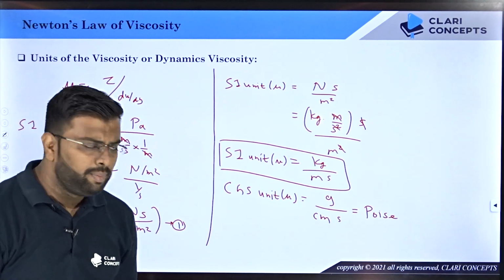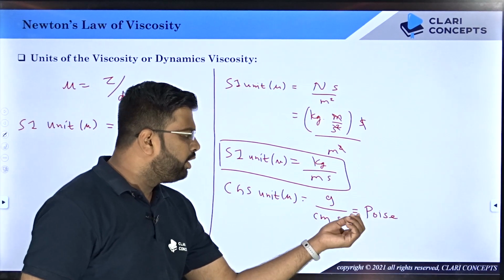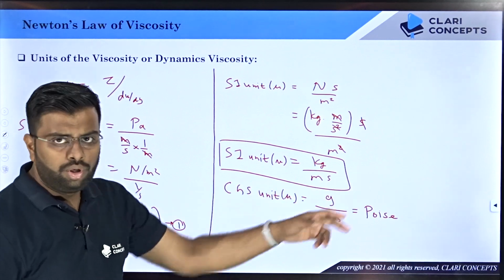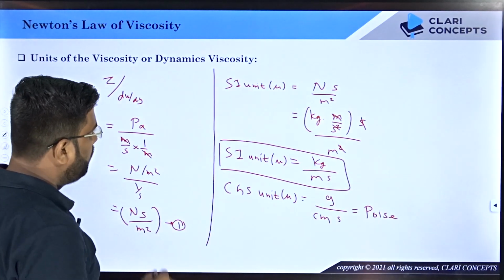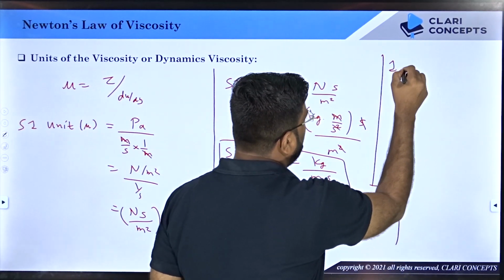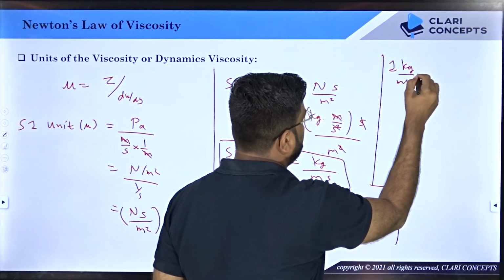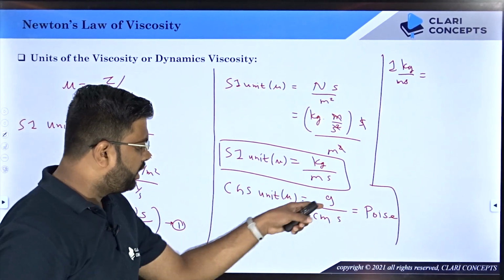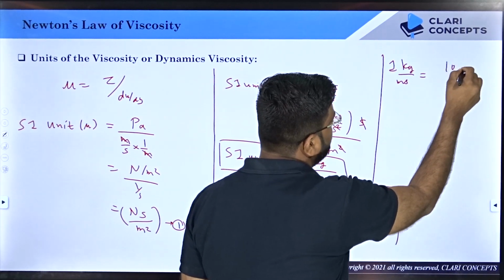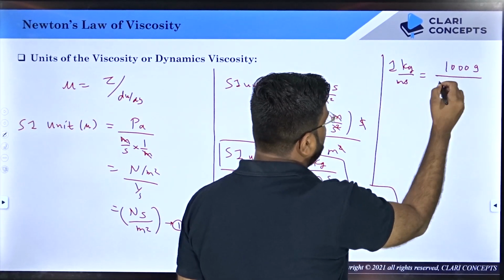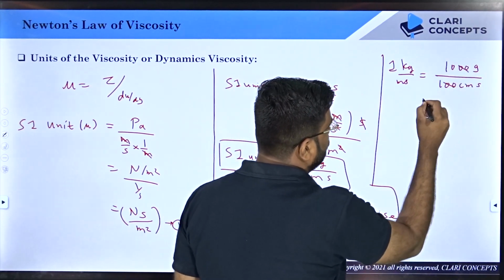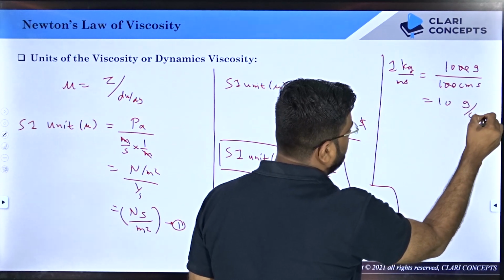Now, many times in numericals, it may happen that you have been given the value in poise, and when you use Newton's law of viscosity, you need to put the value in SI unit. So you need to have the conversion between these two. It is very, very essential. If I say 1 kg per meter second, and I want to convert this into poise or gram per centimeter second, how do I do that? 1 kg is 1000 gram. 1 meter is 100 centimeter. And 1 second is 1 second. Simple. So you got the answer. This is 10 gram per centimeter second.